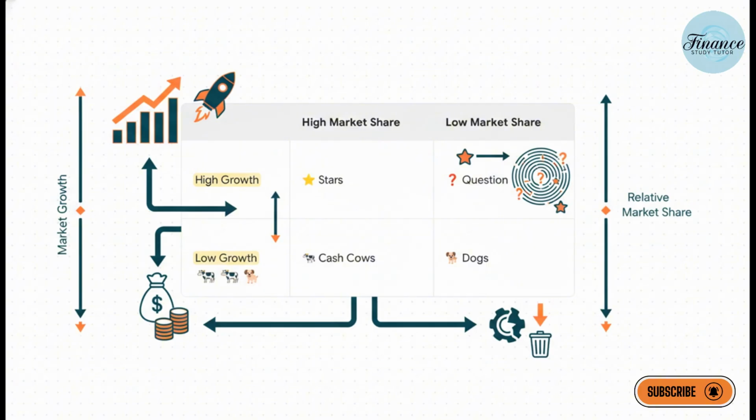Question marks are the big gambles. They could become stars if you invest, but they could also flop. And dogs, well, they're in slow markets where you have low share. The advice is usually to sell them off. It's a really powerful way to think about your portfolio.